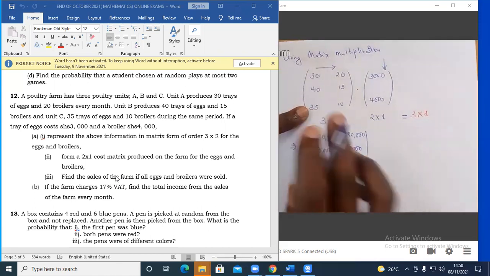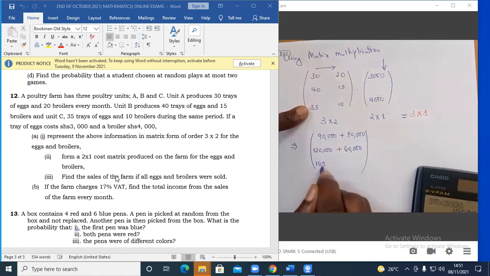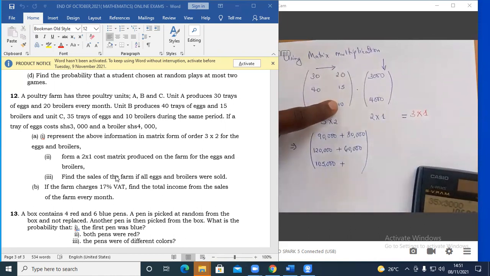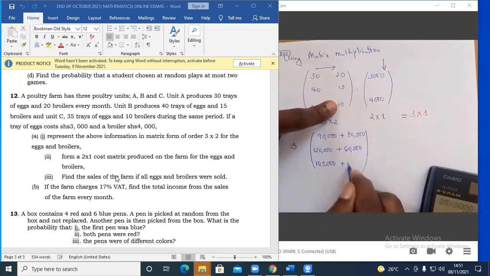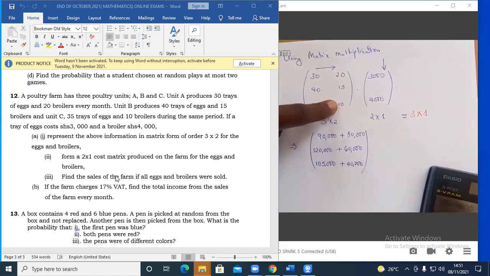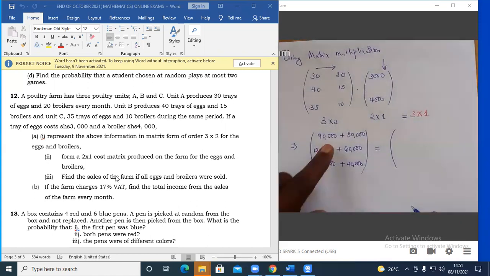We come to the last one. 35 times 3,000. What do you get? 105,000. Then 10 times 4,000. We get 40,000. So can we get our final answer now?